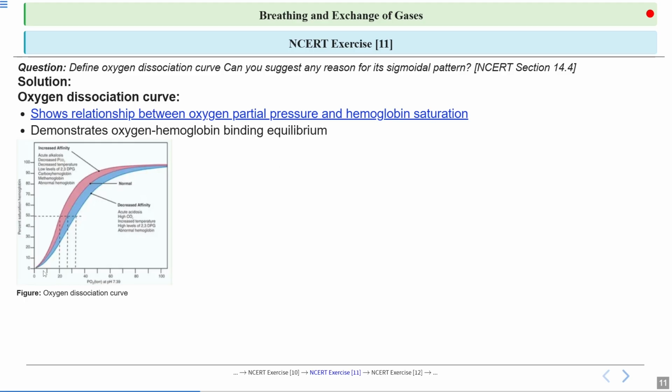So here you can see, as the concentration of oxygen increases, your hemoglobin gets saturated at this particular level. And once you reach a very high pressure, all the hemoglobin gets saturated, right? So it demonstrates the oxygen-hemoglobin binding equilibrium. This is the curve or graph that shows how the partial pressure of oxygen, meaning how the oxygen, gets combined with the hemoglobin.